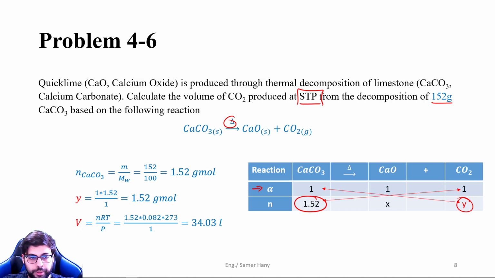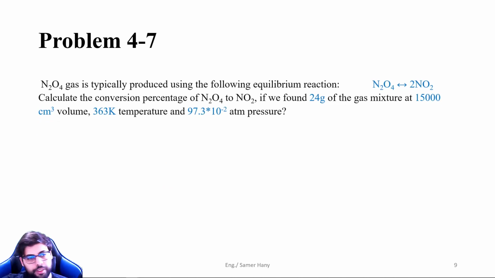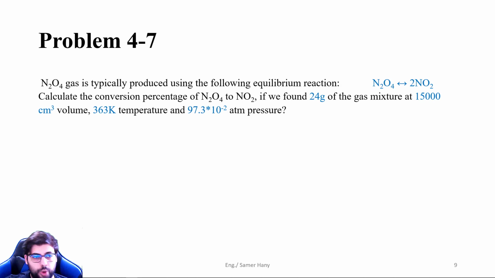Next problem says N2O4 gas is typically produced using the following equilibrium reaction. So this is a reversible reaction here, which just says that N2O4 reacts to get NO2 or the reverse. Calculate the conversion percentage of N2O4 to NO2 if we found 24 grams of the gas mixture at 15,000 centimeter cubed or 15 liters volume, and given temperature and pressure.